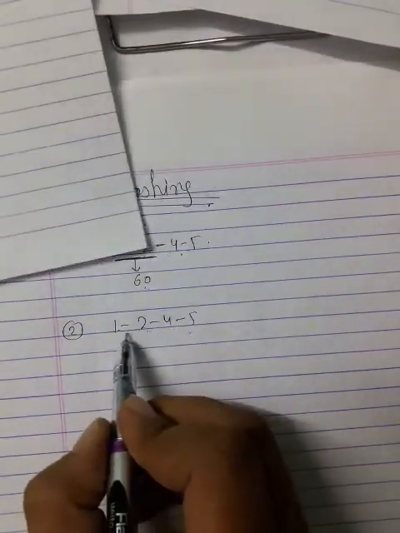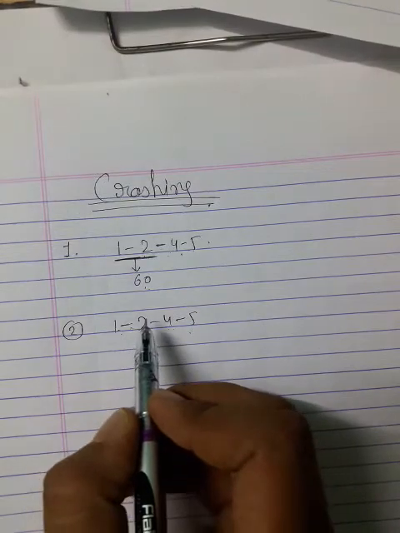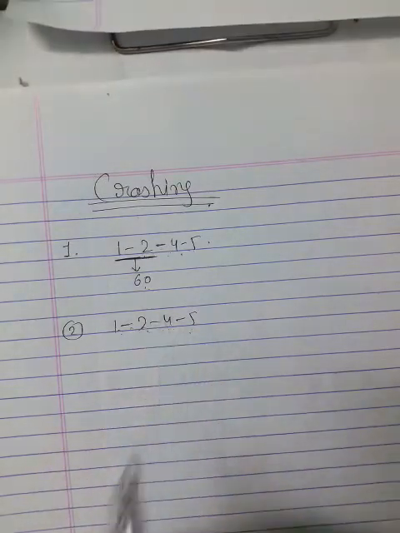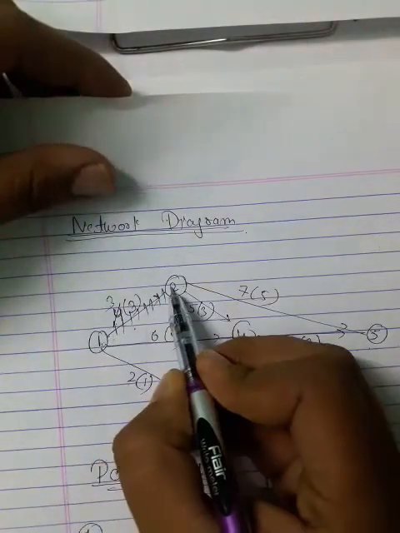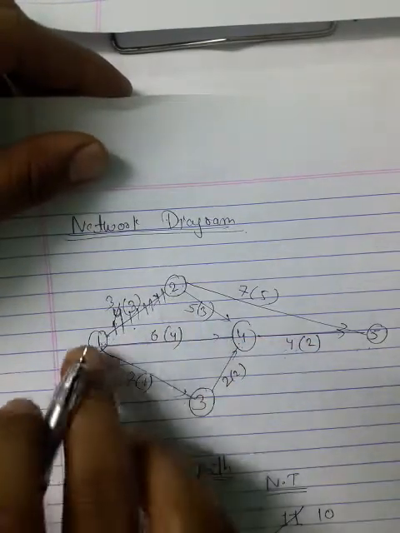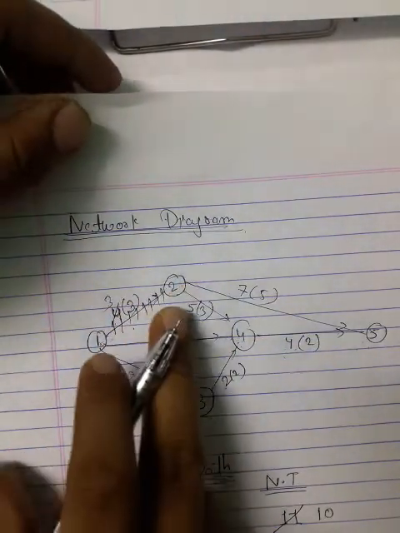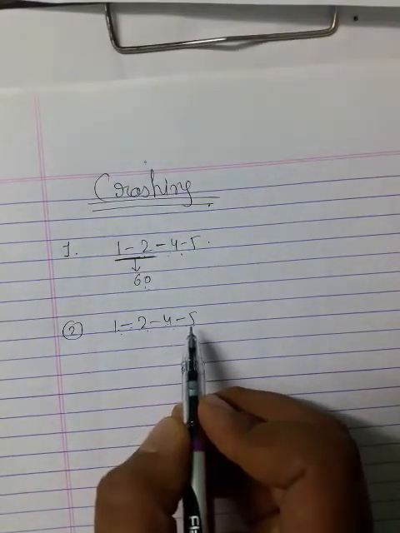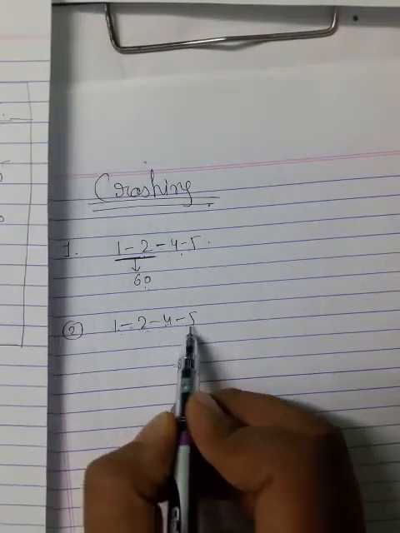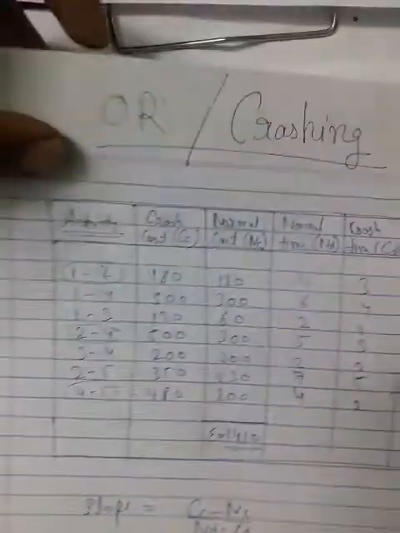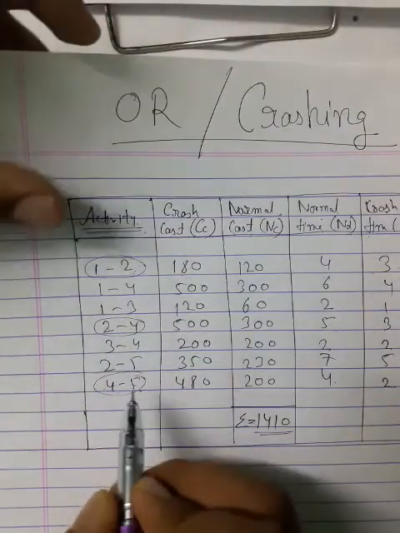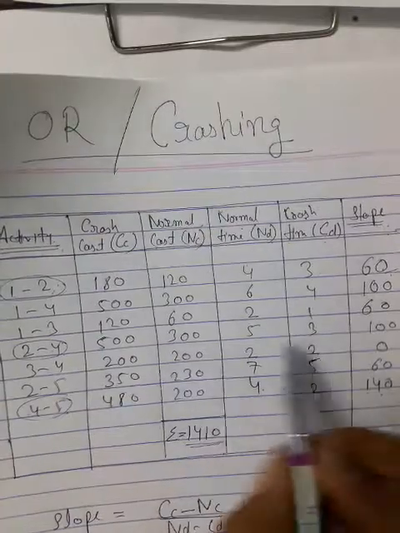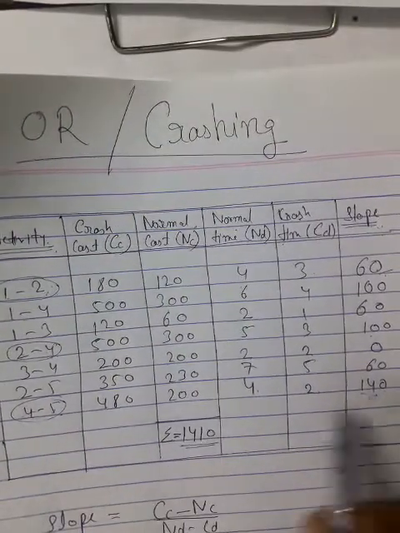1 to 2 is 60, 2 to 4 is 100 and 4 to 5 is 140. Since you have crashed path 1 to 2, now there is no work left on the 1 to 2 activity. Now you can't crash it, so you have to check the 2 to 4 or 4 to 5 value, whichever has the minimum value. 2 to 4 is 100 and 4 to 5 is 140.